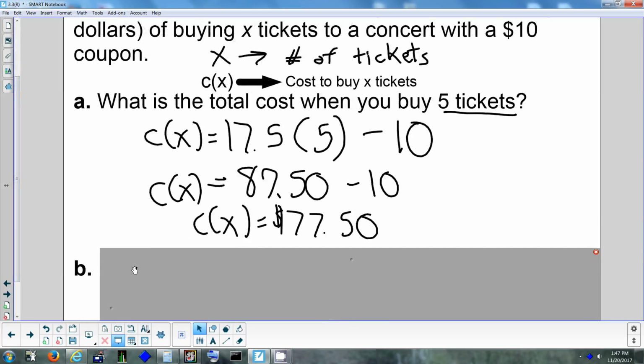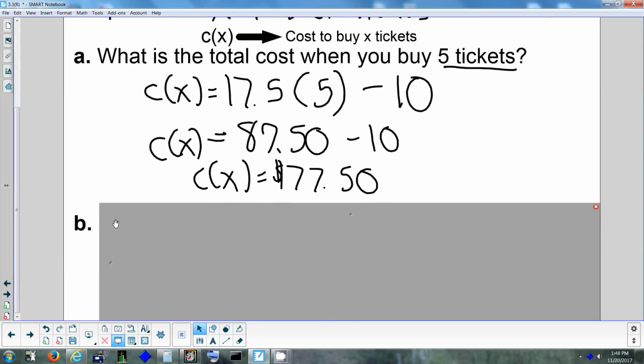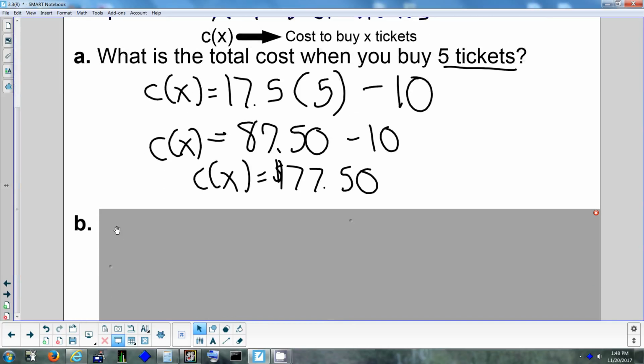Did you get the $10 off at the end? Again, it told us 5 tickets. It said in the problem, X represents number of tickets. Just plug it in. Now, we're going to do the opposite. We're going to do the opposite this time.